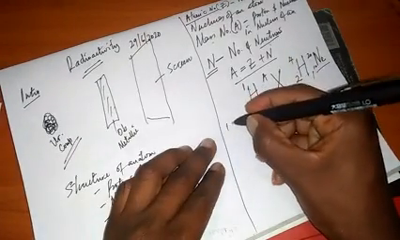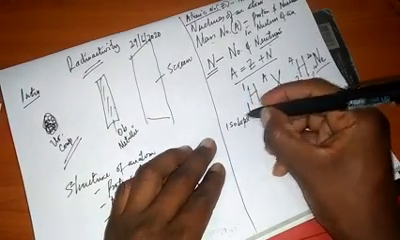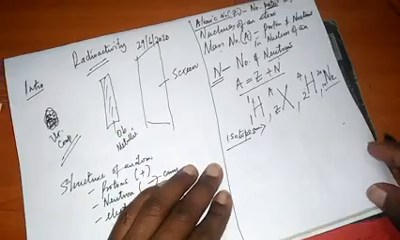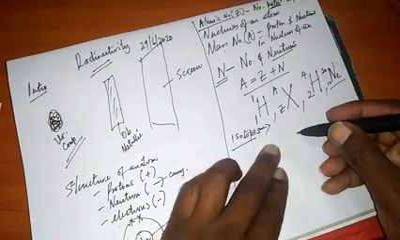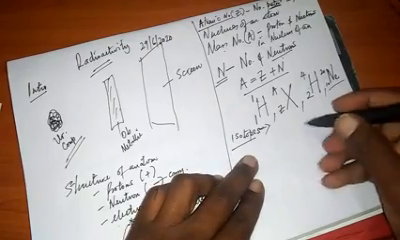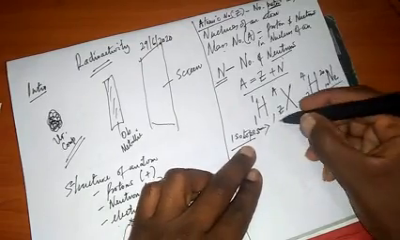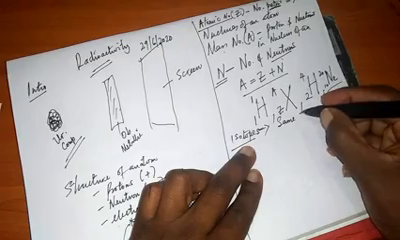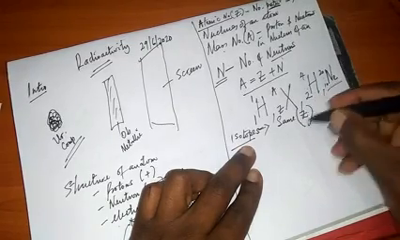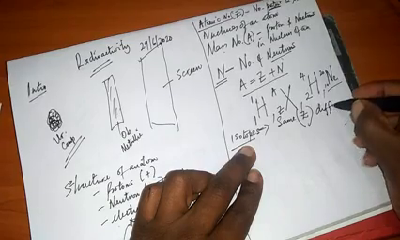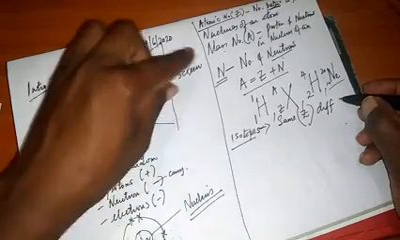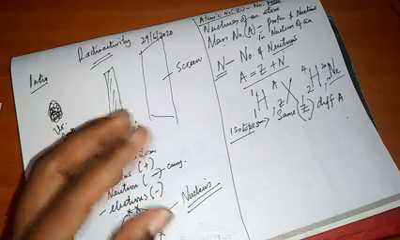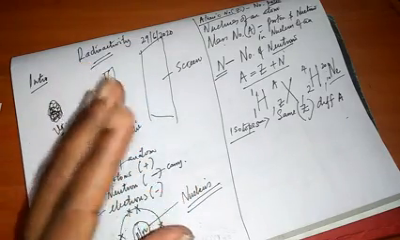We define another term which is isotope. We define an isotope, or isotopes in the plural. Isotopes are atoms with the same atomic number but different mass numbers. They have the same atomic number, same Z, but they have different mass numbers. That is different mass number, that is different A. So isotopes are atoms with the same atomic number but different mass numbers.